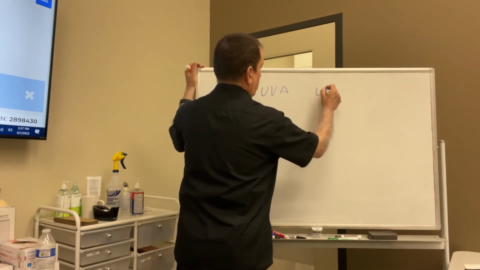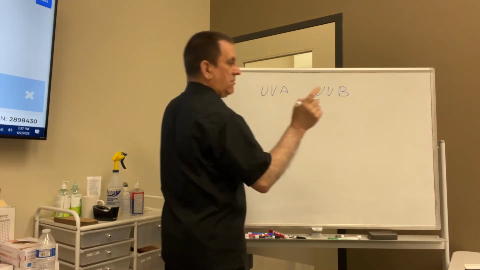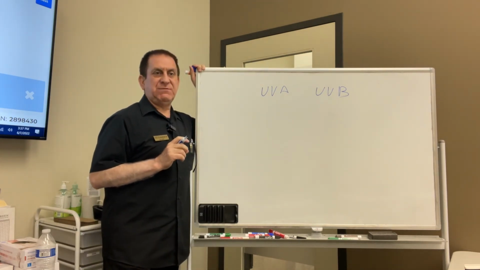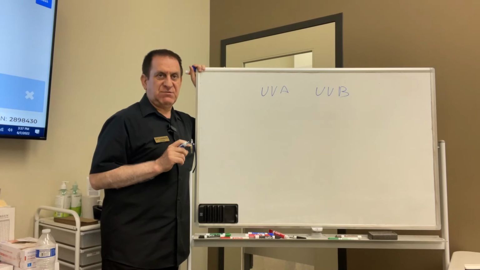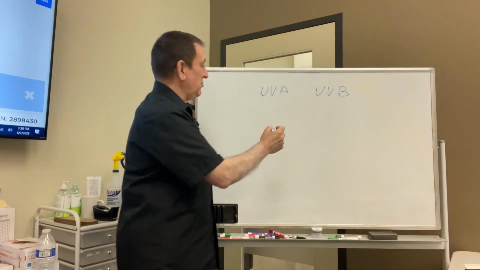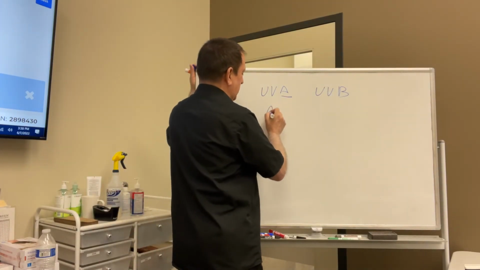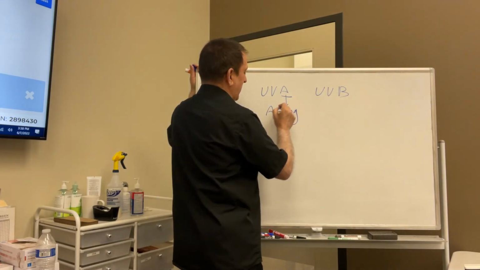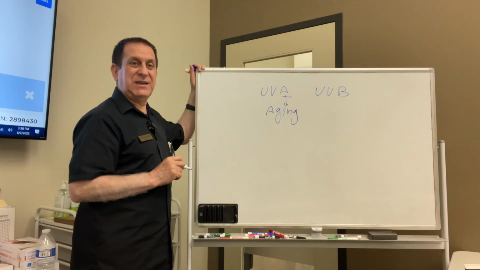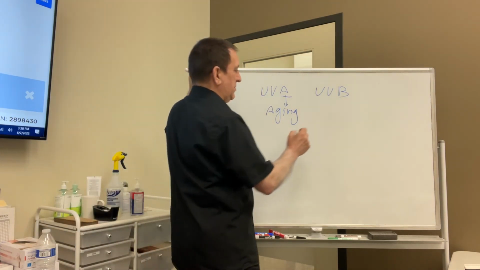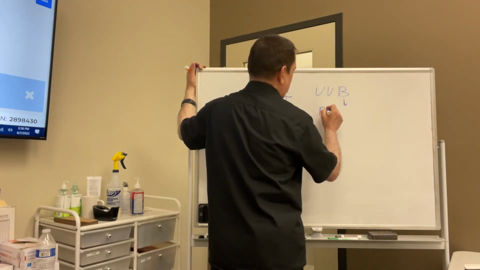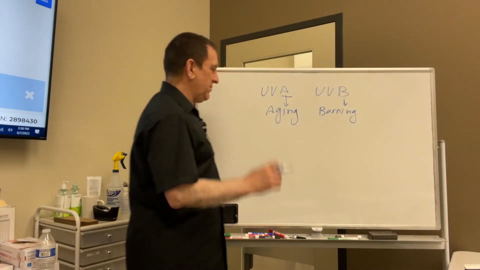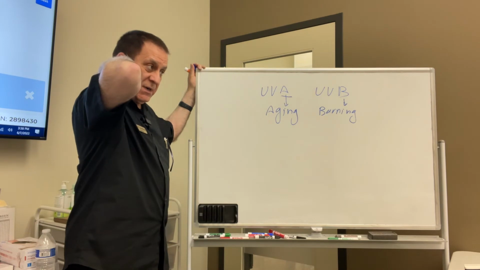UVA, UVB. Okay, now, which one is for aging? Which one makes aging? Which one burns the skin? UVA is for aging. Yes, UVA, aging. UVB, B, burning. Good job, Maya. UVA, UVB, aging and burning.